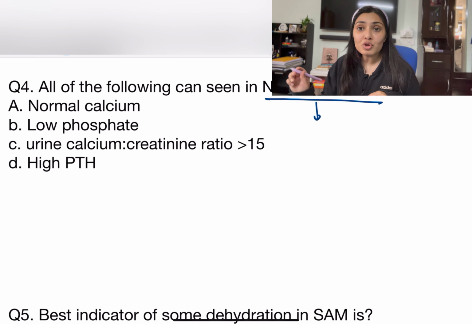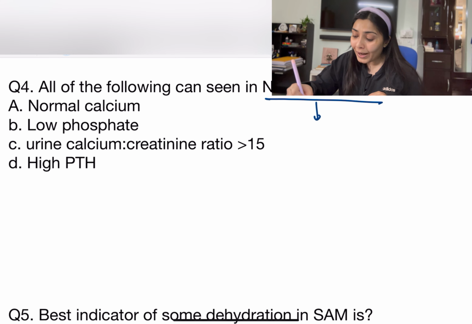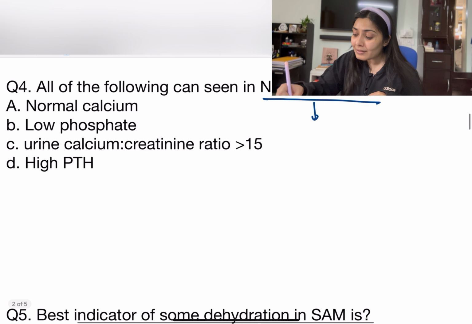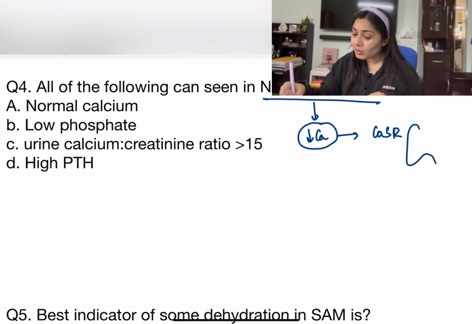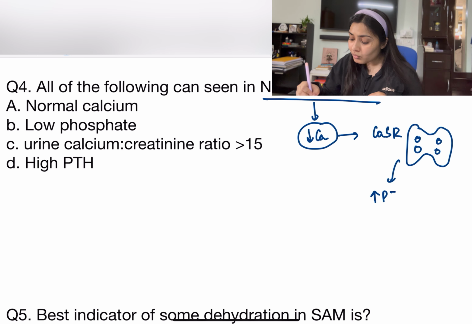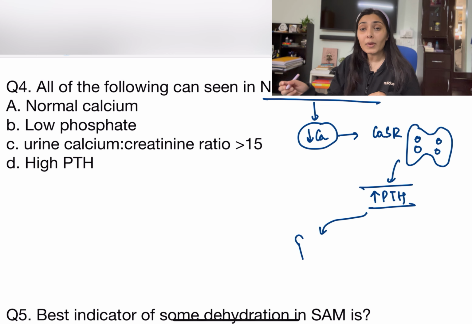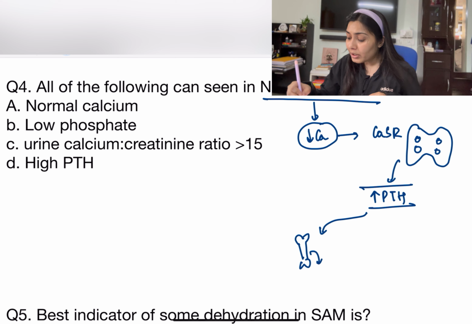So whenever there is nutritional rickets, I'm going to have low calcium, and in response to that low calcium, the calcium sensing receptors over my parathyroid glands get activated, and there is release of parathyroid hormone. This parathyroid hormone, what does it do? It causes release of calcium and phosphate from the bones, right? Secondarily, what does it do?